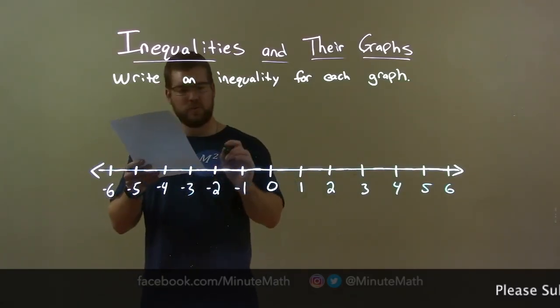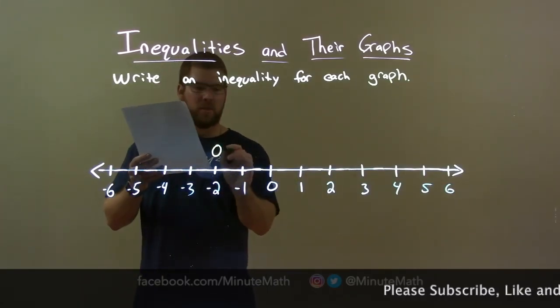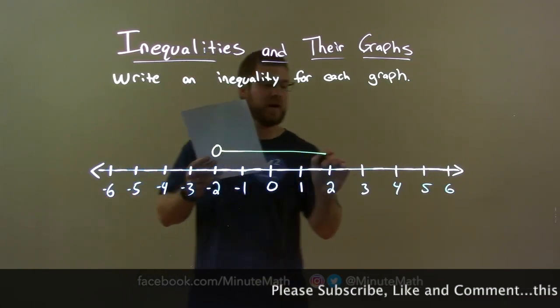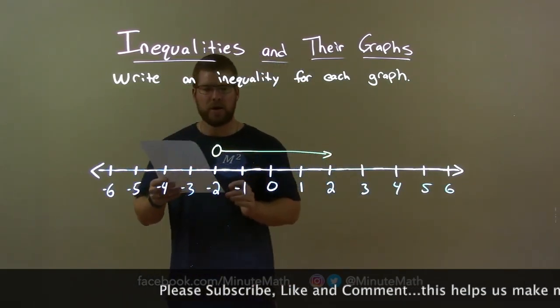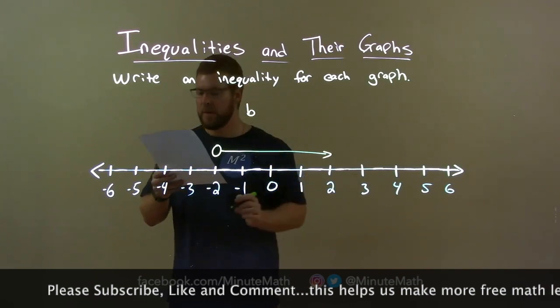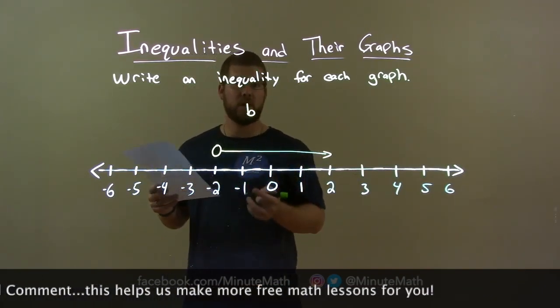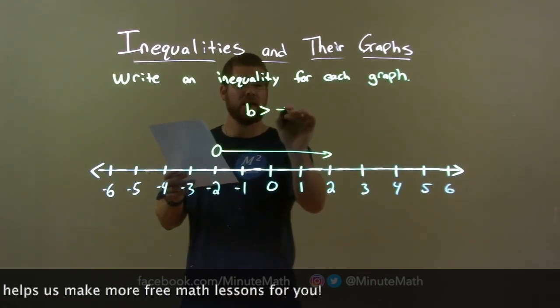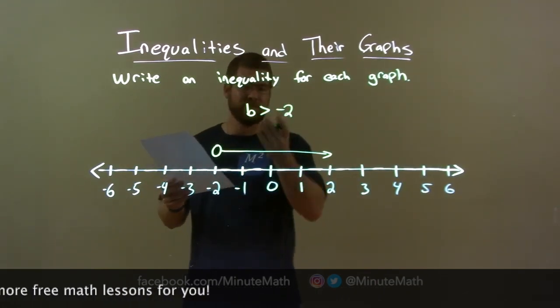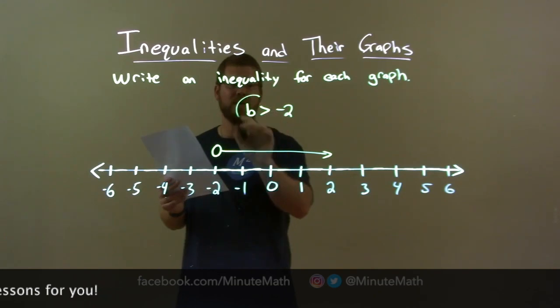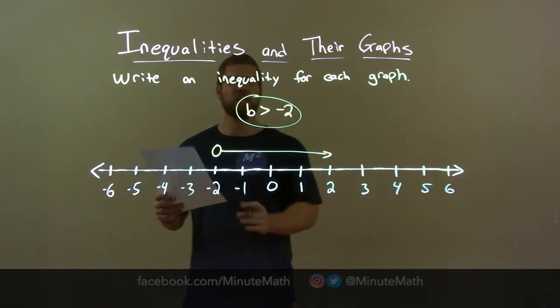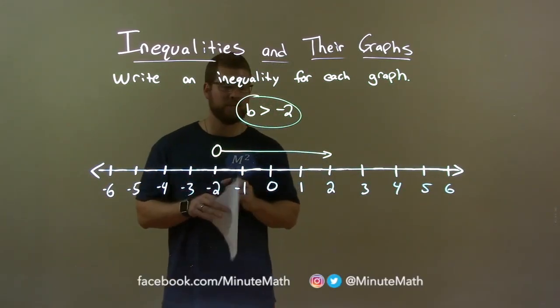At negative 2, we got an open circle. We then shade to the right here. All right, so let's use the variable b. Negative 2, and they have an open circle, so it's not equal to, but we shade to the right. So that's a greater than sign and negative 2. No equal to sign, so it's just greater than, and there we have it. B is greater than negative 2 is the inequality for this graph.